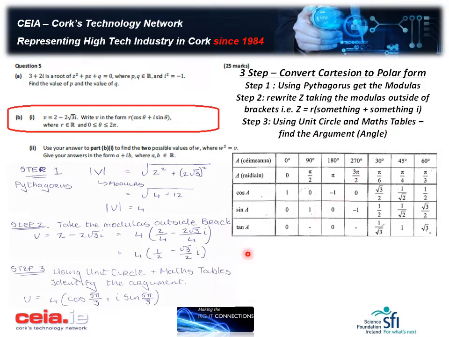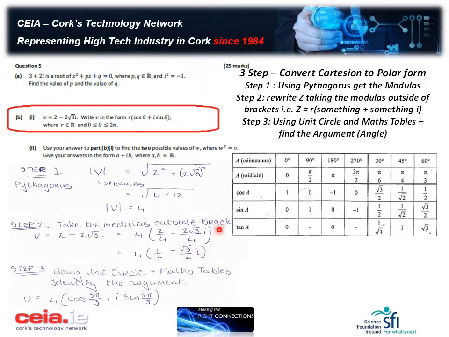At the end of step 2, what's inside the brackets is in a kind of unit circle form, where the first coordinate is the cosine of the angle and the second coordinate is the sine of the argument of this complex number. What we need to do now is use this information and the maths table to find the argument. So we have a cosine of a half and a sine of minus root 3 over 2.